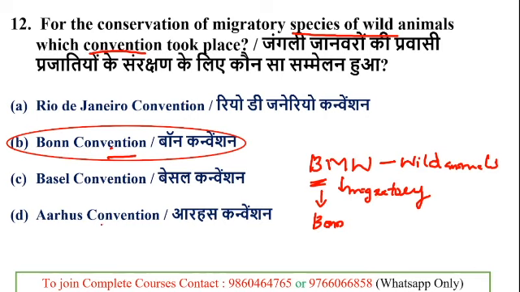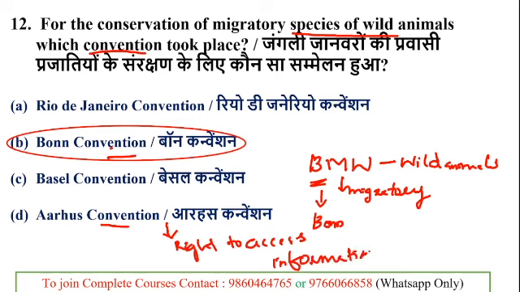And here is the Aarhus Convention. The Aarhus Convention is related with people's right to access information about the environment. It also promotes public participation in decision making and provides access to justice in all environmental matters. Clear.